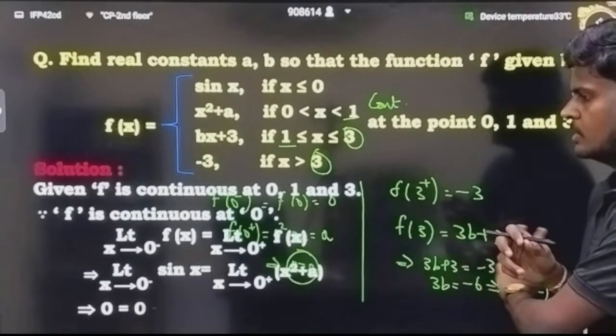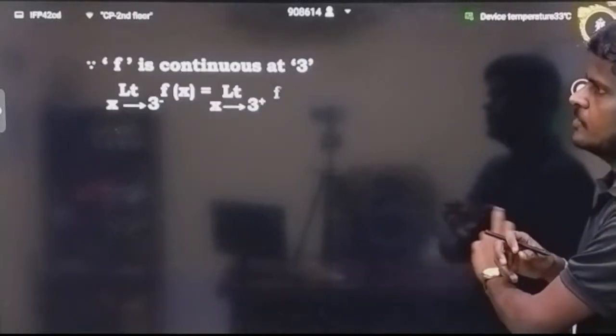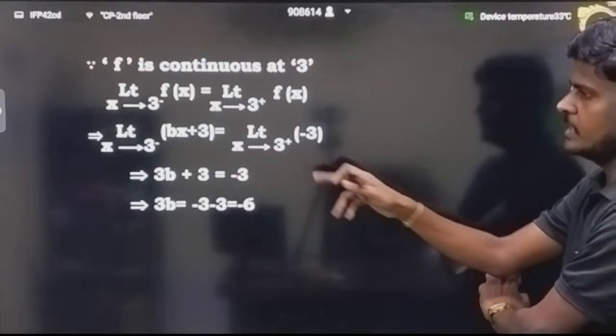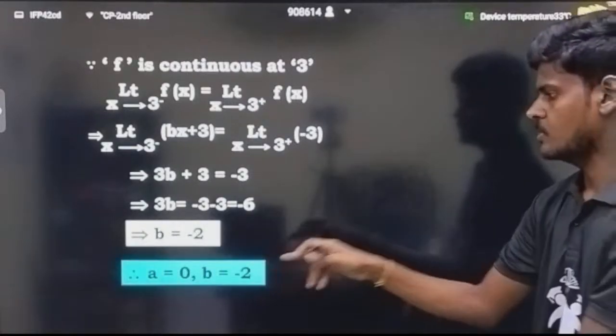So at 0, its value is 0. So a equal to 0. What about value of b? 3b plus 3 is minus 3. b equal to minus 2. So a equal to 0 and b equal to minus 2.